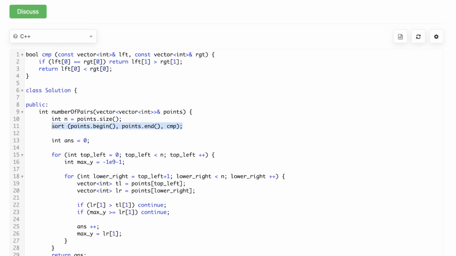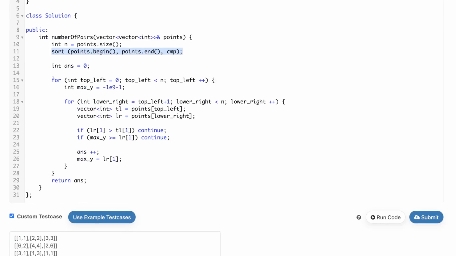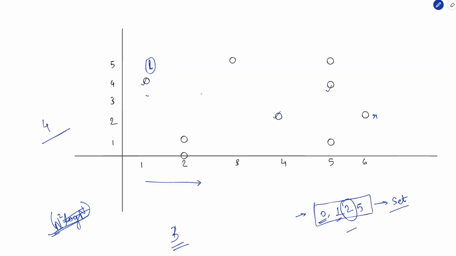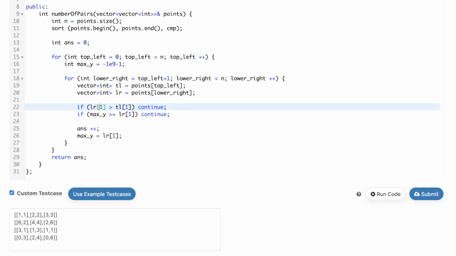Now once we have the points sorted in that fashion, we'll simply iterate over all possible values of x and y, or L and R, right? So this is top left and this is lower right. Now we'll first check whether this actually is the top left and this actually is the lower right. How? The value of x is already sorted, right? So we don't need to check for x, we'll simply check for y, which is the index 1. We'll simply check if the y value of the lower right is less than or equal to the y value of the upper left. If that's not the case, if it is greater, then you will simply continue, because this will not be a valid point.